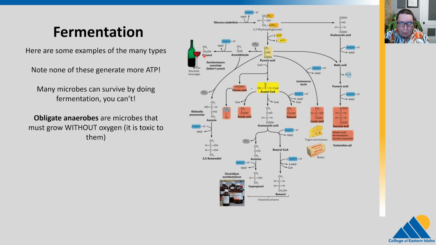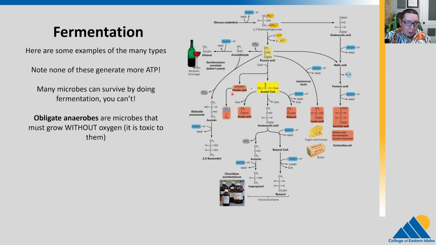There are many other types of fermentation, right? Here's a chart with different types. I'll point out some interesting ones. So here's our ethyl alcohol production. We're using pyruvate there, producing CO2. This one produces 2,3-butanediol. Okay, whatever that is. Here's one that's interesting.